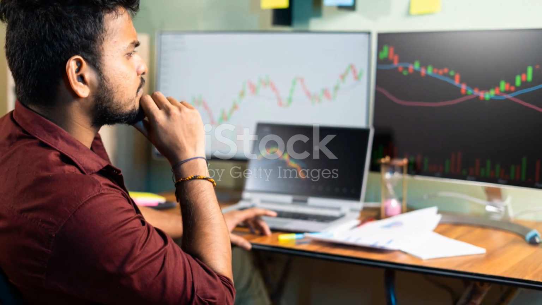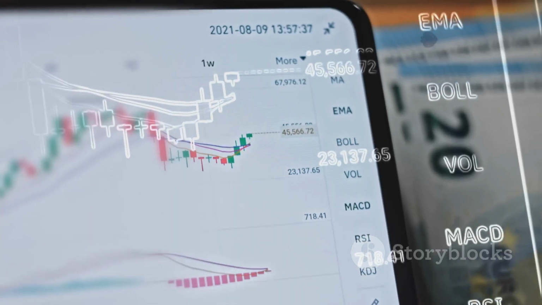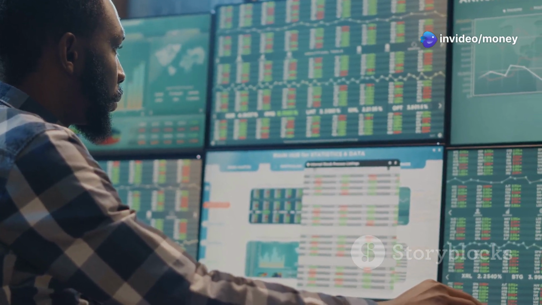Section 7. The Trader's Toolkit. Advantages of using the stochastic oscillator. The stochastic oscillator is a popular tool for good reasons. It offers several advantages to the diligent trader.